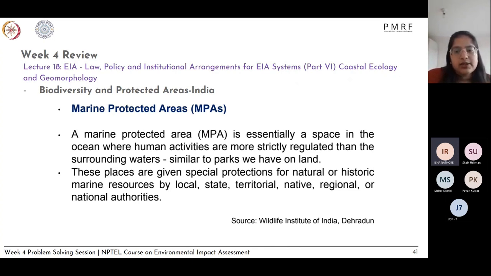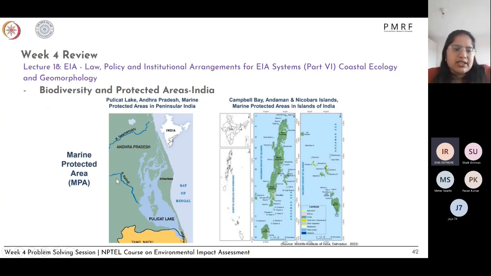And these places are given special protection for natural or historic marine resources by the local, state, territorial, native, regional, or national authorities. So these are areas where human activities are more regulated, specifically in the context of oceans, similar to parks on land, which are regulated and maintained. And they have special protection from a natural or historic marine resources perspective, given by any of these authorities.